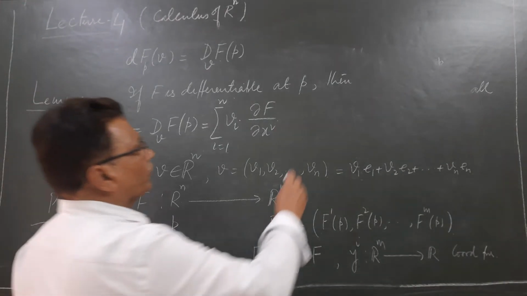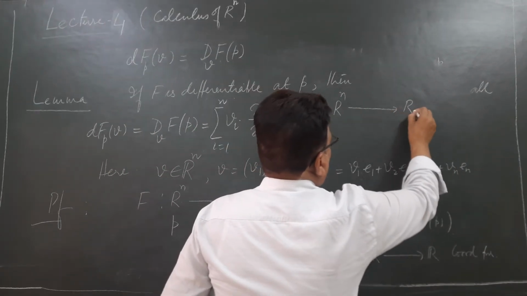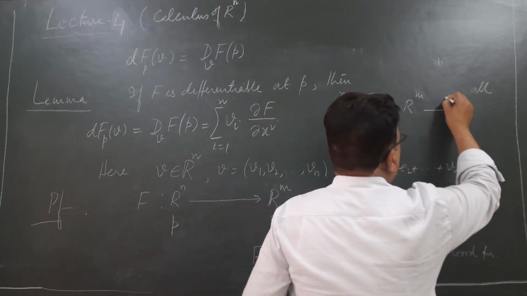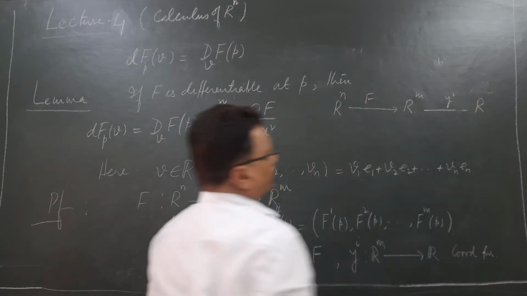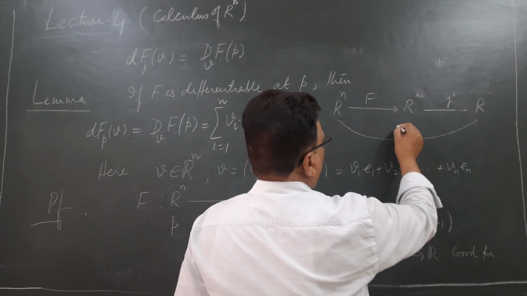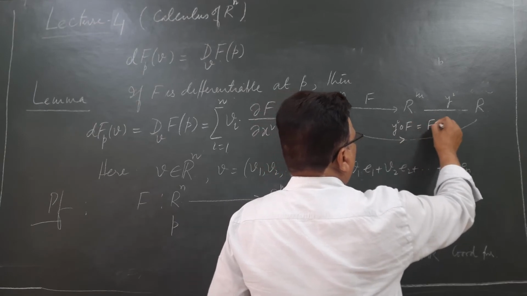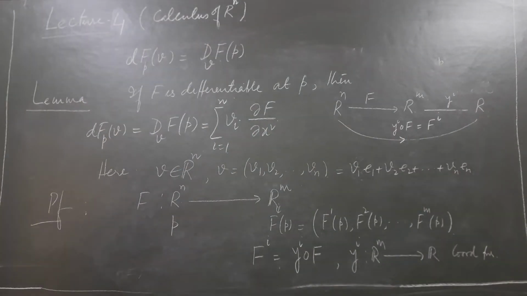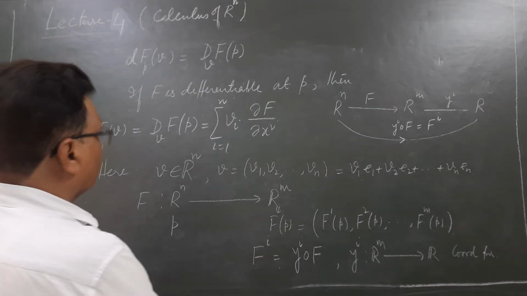So you can see you have a function F from Rn to Rm, and then you have Yi's, coordinates of Rm, and they will land you into R. So these are composite functions, Yi composition F, and you are calling it Fi. So each Fi is a map from Rn to R. Okay. All right.